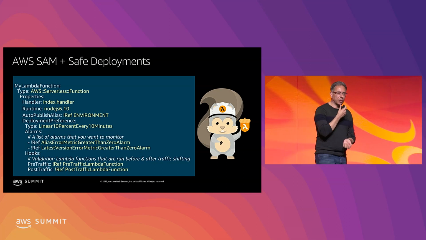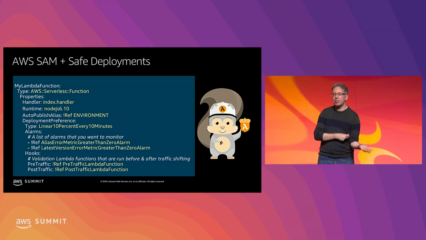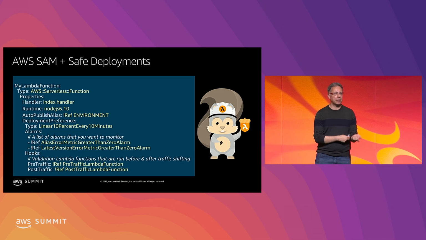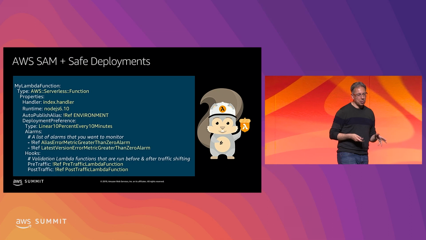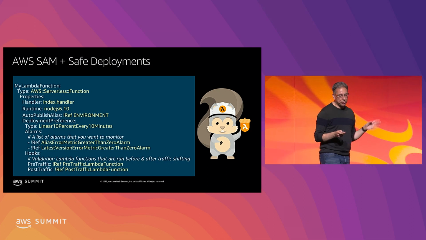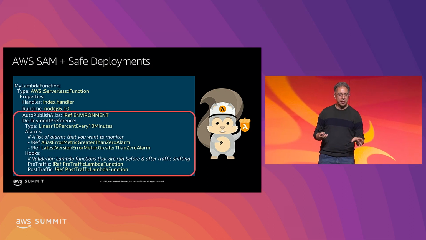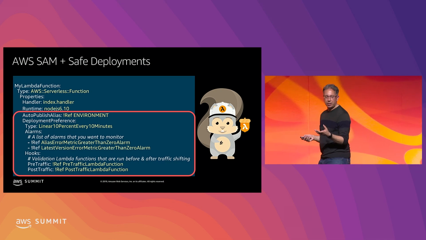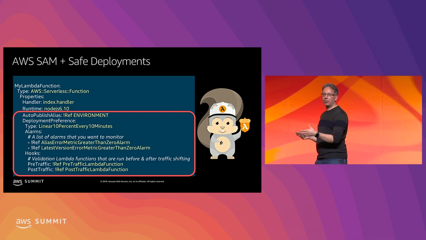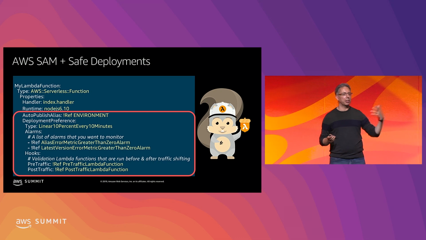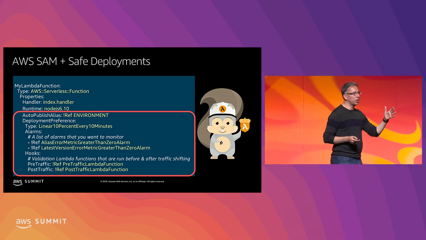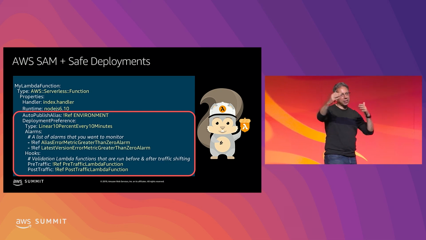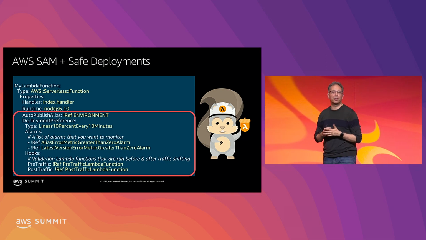AWS SAM also integrates very well with safe deployments. So I went deeper into that in my previous session today on CI/CD, so I'm not going deep now. But the idea is that you can just add a few lines into your SAM template where you specify the deployment strategy. And you can say, I want this function, when it is updated, to be deployed with a canary release or a linear release that will slowly allow invocations to use the new version and slowly roll back the old version.